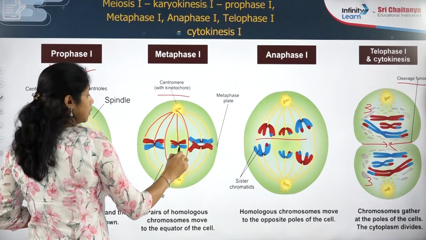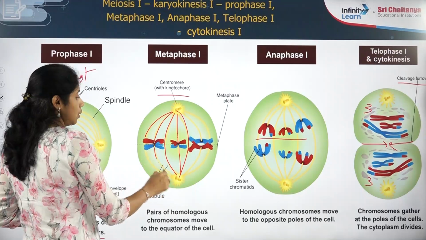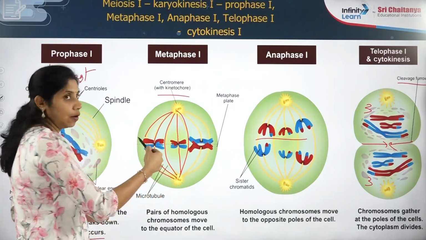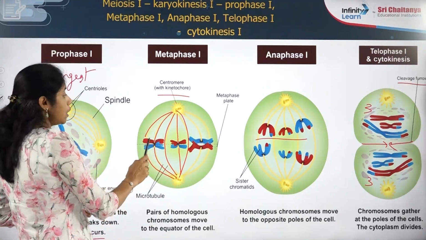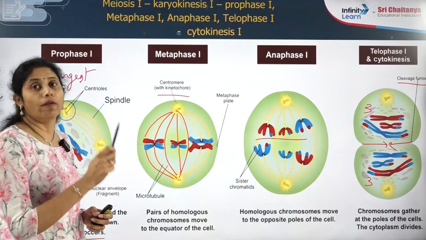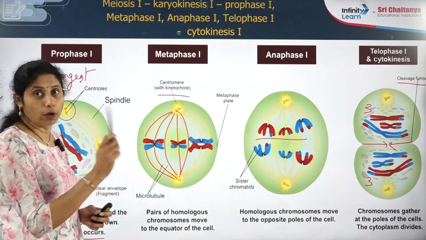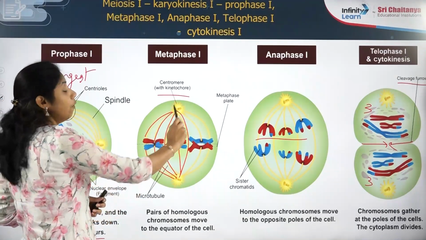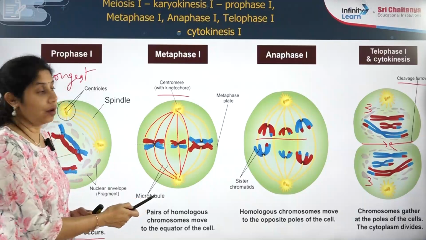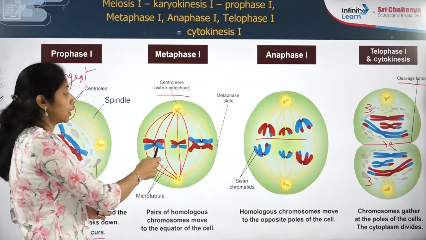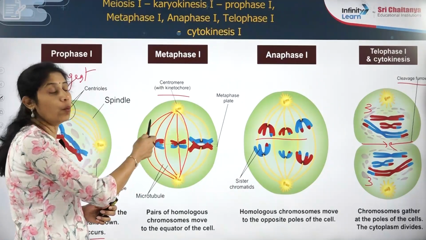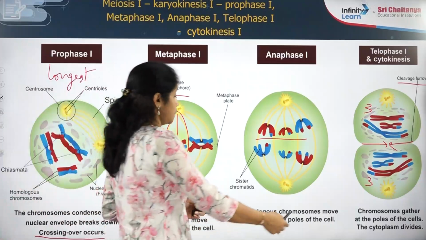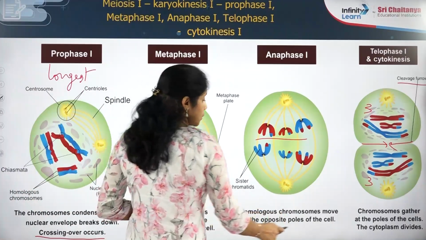You can see that the homologous chromosomes are attached towards the poles of their side only. So each chromosome is connected to only one pole, not to both the poles. One chromosome is always connected to one pole only in meiosis I, because two sister chromatids are connected to two spindle fibers coming from only one pole. That is the difference. And homologous chromosomes move towards opposite poles.